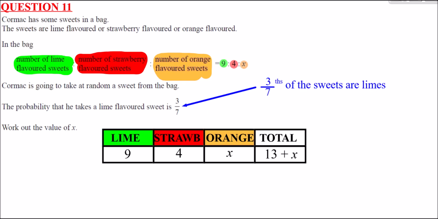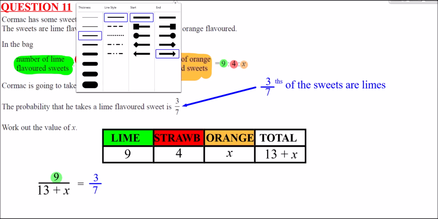But using this ratio table, the fraction which are limes is 9 parts out of a total of 13 plus x. So 9 over 13 plus x are limes, but also 3/7 must be limes. So therefore 9 over 13 plus x must be the same fraction as 3/7. This is our setup, and from here we can now go and solve it.